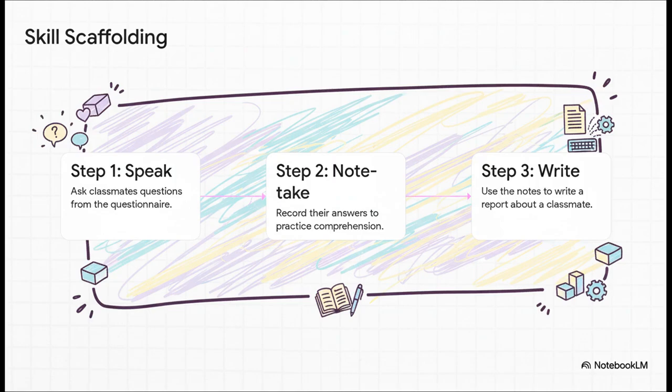And this right here, this is where the design gets really, really clever. Just watch this progression. First, you speak and you listen. Then you take notes on what you heard. Finally, you use those notes to write a report. See that? Each skill builds directly on the one before it. It's called scaffolding, and it's an amazing technique because it breaks a big, scary task, like writing a report from scratch, into small, manageable steps.